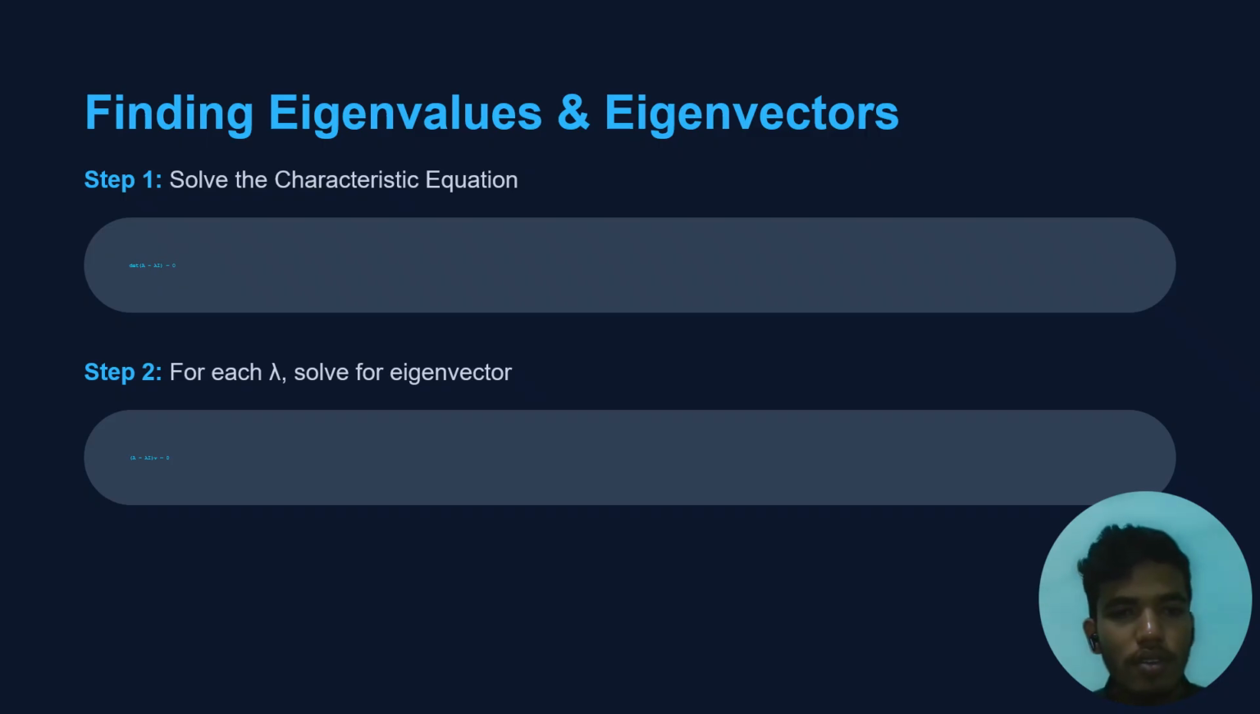Let's have a look at how to find these. Finding eigenvalues and eigenvectors: by solving the previous equation, we get an equation known as the characteristic equation. When we use this equation, we can solve for any eigenvector or eigenvalue, and we can have an overview of them.